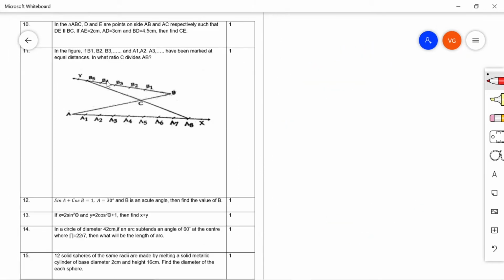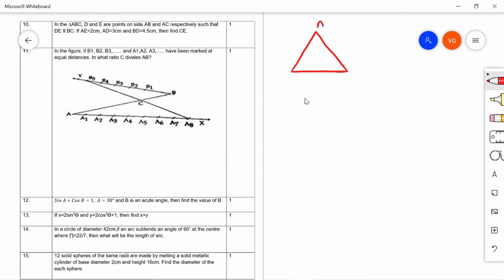Question number 10 is like this. In the triangle ABC, D and E are the points on the sides AB and AC respectively, such that DE is parallel to BC. If AE is equal to 2 centimeter, AD is equal to 3 centimeter, BD is equal to 4.5 centimeter, find CE. So, for your understanding purpose, try to draw the picture.